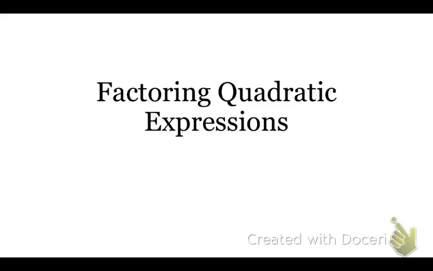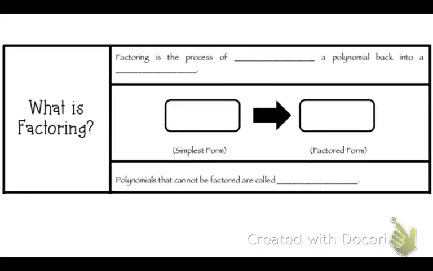Okay, factoring quadratic expressions. So factoring is the process of separating a polynomial back into a product. Now the simplest form, that would be like 4a squared plus 8a. The factored form would be 4a times a plus 2. And polynomials that can't be factored are called prime.